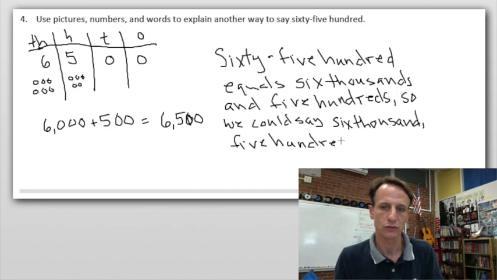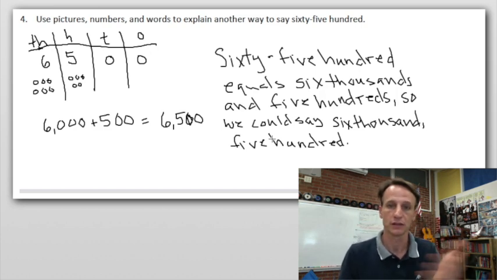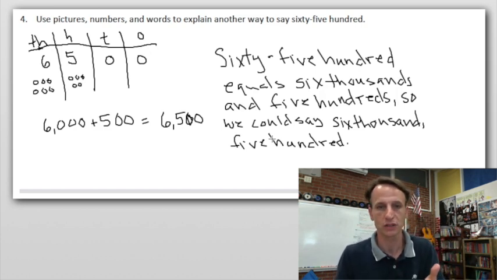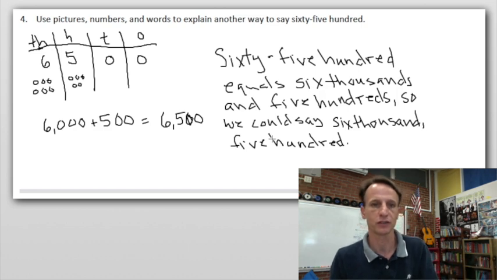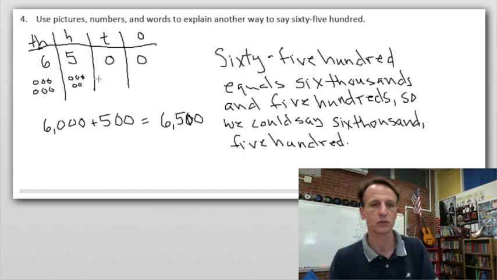So each of these three ways shows simply that two ways of saying this number, 6,500. See, so we have 6,500 here. It's equal to 6,500. We show it in expanded form, we show it in word form.